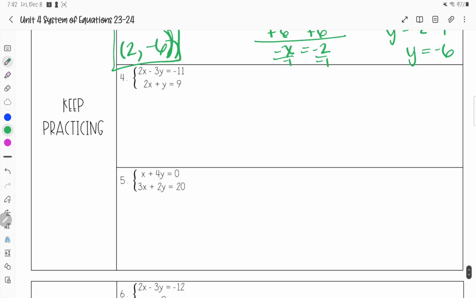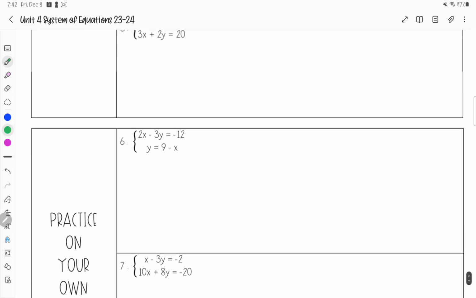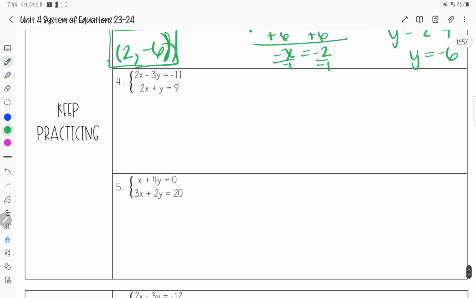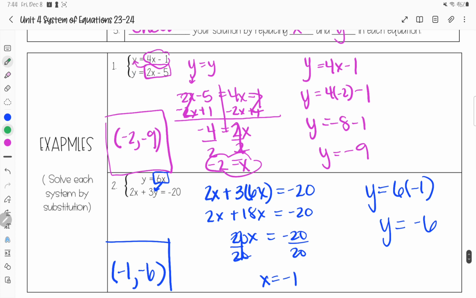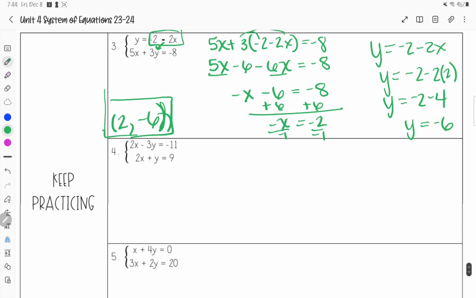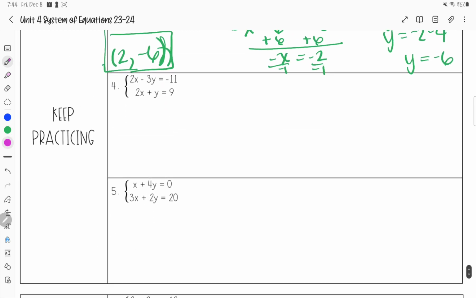All right, I'm going to go over these two with you, and then you can try these last two on your own. These last two are just a tiny bit different than what we've been doing because neither one of them has been solved. Like this one, our y's were alone. This one, y was alone. This one, our y was already alone. So this one, we have to solve one of them so that our variable's alone.